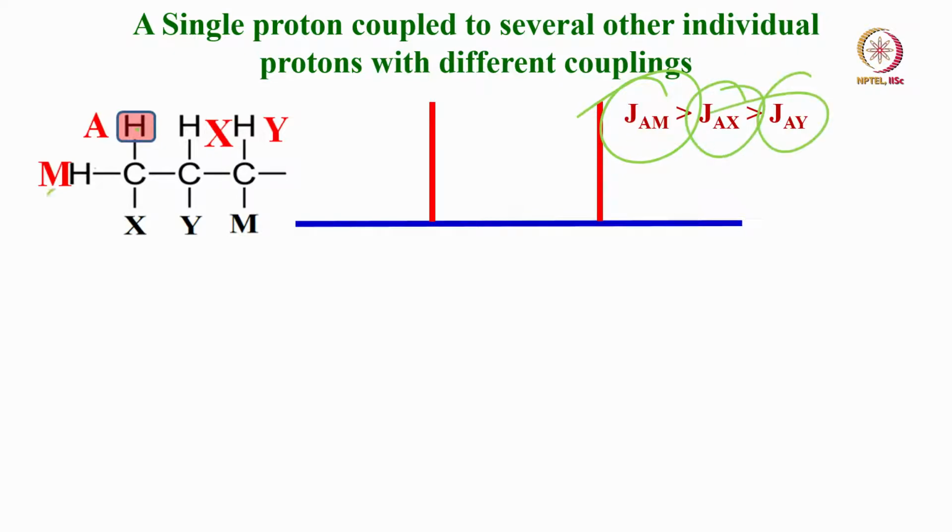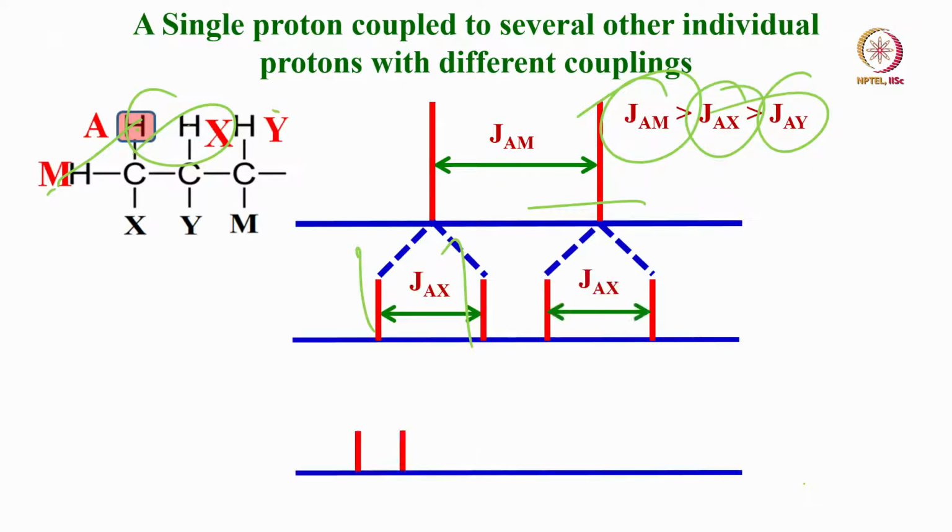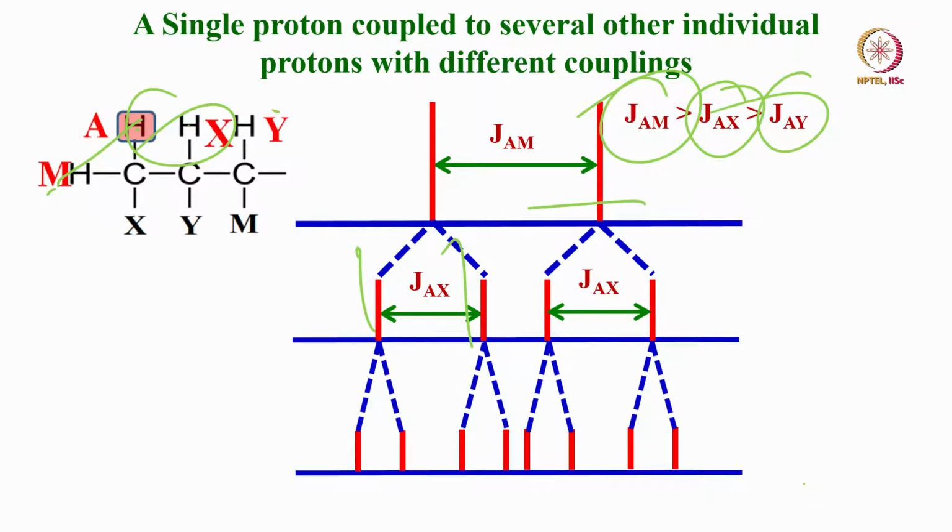Now one proton experiences coupling with three independent, chemically inequivalent protons. Remember, all three protons which are coupled to proton A here are chemically inequivalent. So what type of pattern should we expect? The larger coupling because of M is going to give a doublet. Another coupling because of X is going to give a doublet of doublets. And then another coupling because of Y is going to give a doublet of doublet of doublets. So it is going to be an 8-line pattern. This is what we understood.